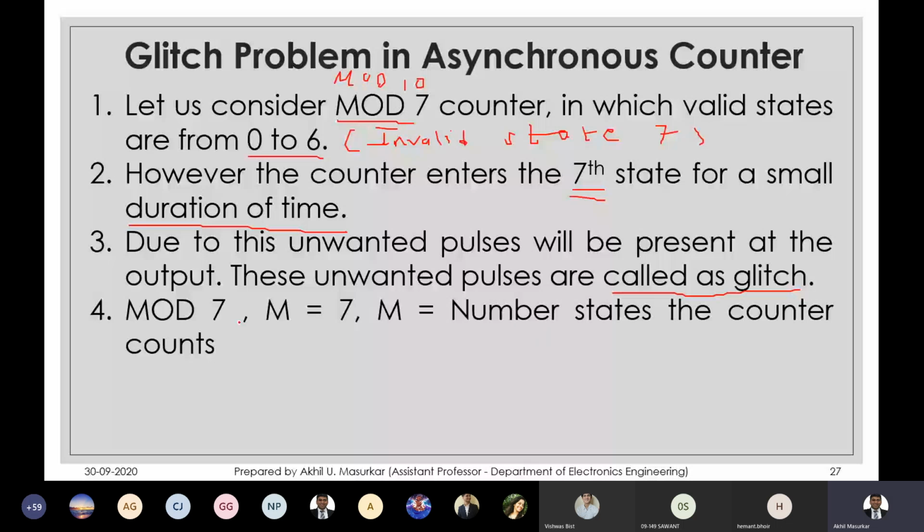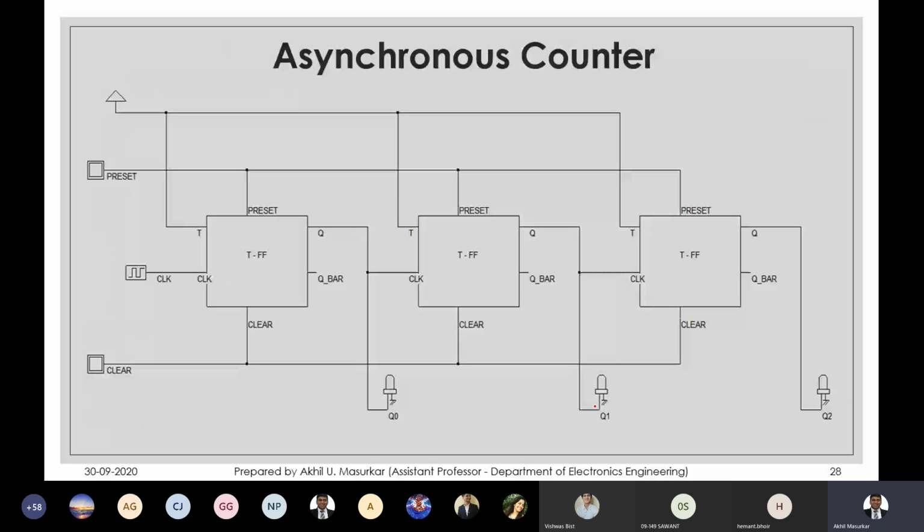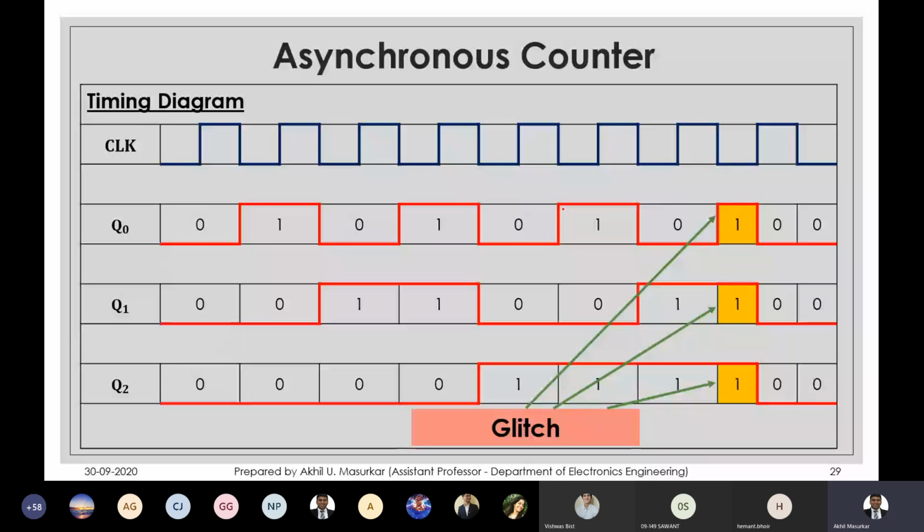Mod 7, n is 7. N is the number of states the counter can count. So here n is less than 2 raised to n, and 7 is less than 2 raised to 3. So the number of flip-flops that we will be using is 3 only. This is the same thing that we will get, but if you look at the timing diagram, you will see such pulses.